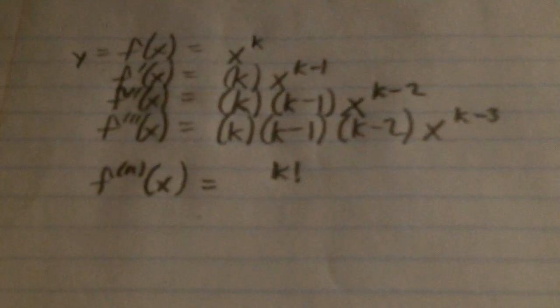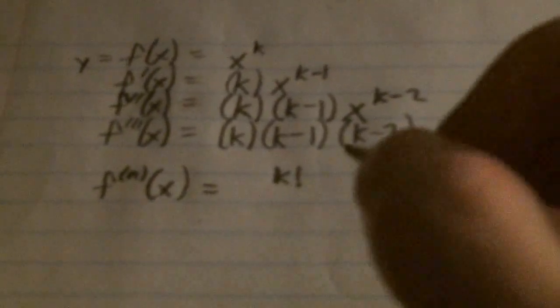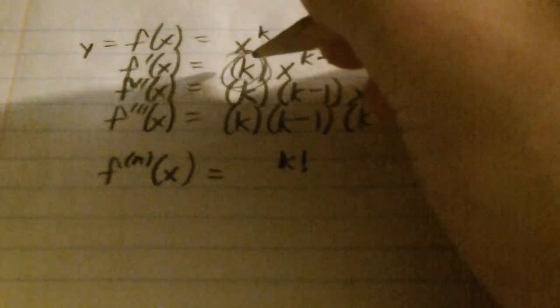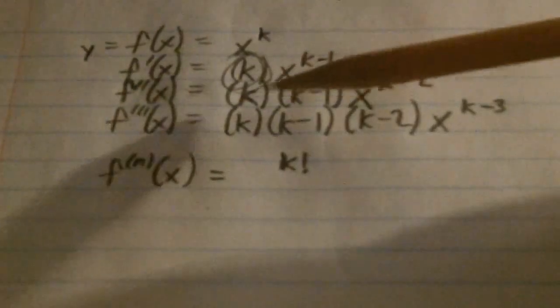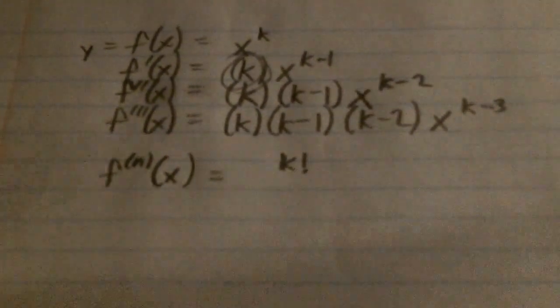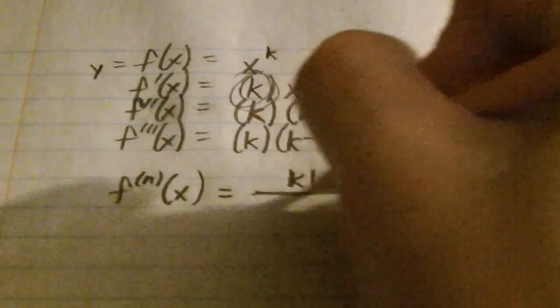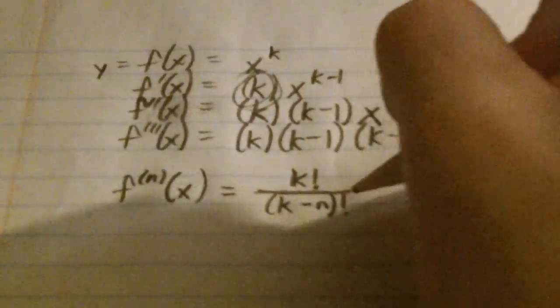It's a simple problem to begin with. But that's not completely true, because in these instances, there's only one coefficient here, it's k, and that's because it's the first derivative. The second derivative, we have k times k minus 1. So we're only including some of those values in the product that we're forming. Therefore, the way to account for that is to divide k factorial by k minus n quantity factorial.